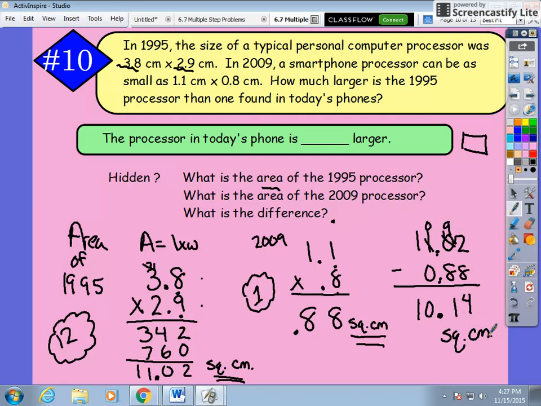Because we were comparing the size, and we measure area of a rectangle using square units, square centimeters, square inches, square feet. So we found the difference as being 10 and 14/100 square centimeters, 10 and 14/100 square centimeters.